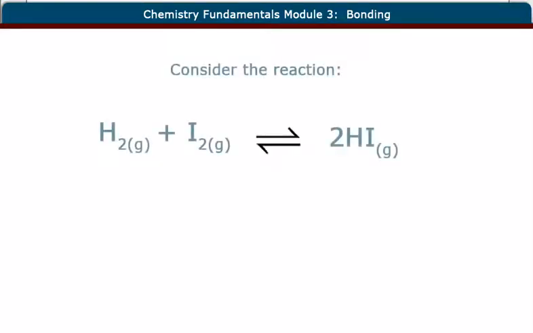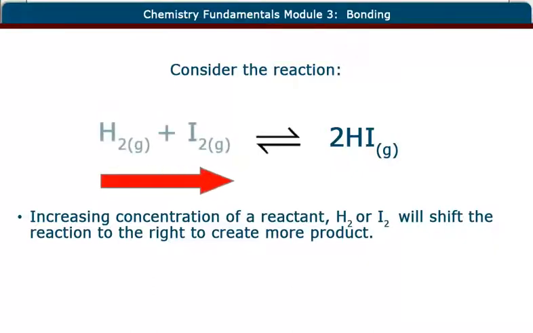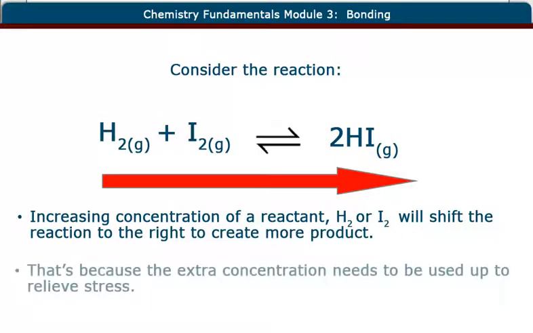Now let's look at an example using a real reversible reaction. The formation of hydrogen iodide from hydrogen and iodine. Increasing the concentration of a reactant, either H2 or I2, will stress the system to the left, so according to Le Chatelier's principle, to relieve that stress, the reaction will shift to the right, to create more product. That's because the extra concentration needs to be used up to relieve stress.